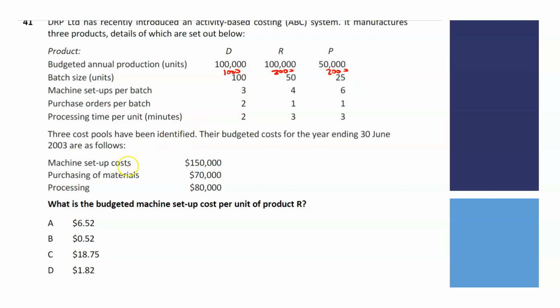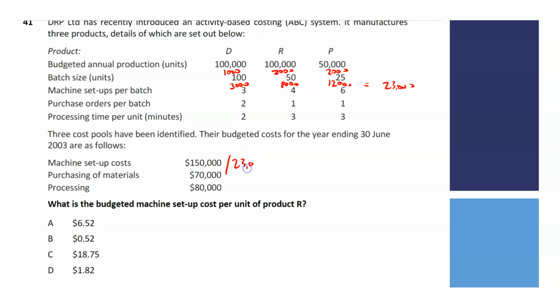We're interested in the machine setup, so we're told that you have machine setups per batch of 3 per batch. So in total, therefore, you will now have 3 times 1,000. So you will have 3,000 setups. Here you will have 4 times 2,000. You will have 8,000 setups, and here you will have 12,000 setups. So in total, you will have 3,000 plus 8,000 plus 12,000, which is 23,000. So you will have 23,000 setups.